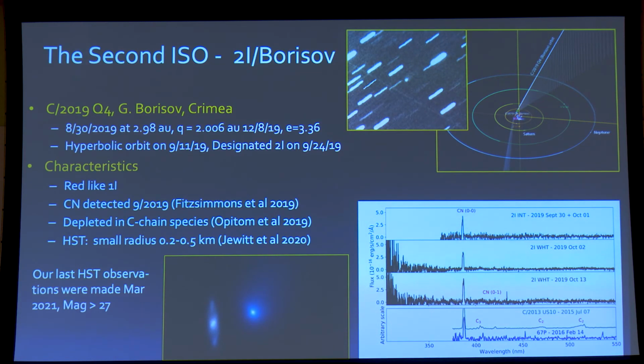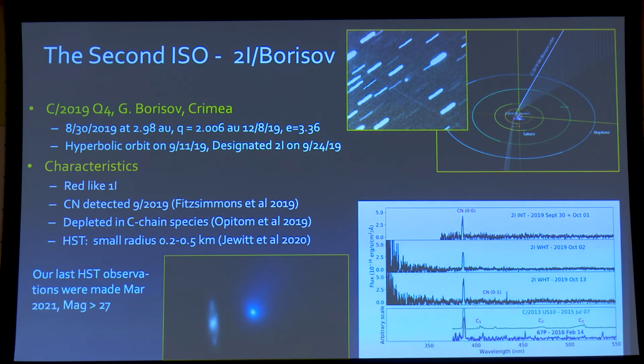The second ISO, 2 years later, was discovered by an amateur, under much better circumstances. It was on its way in, and there was actually about a 2-year period in which it could be observed, and right off the bat, it had a little tail. So it looks completely different from the first one, but just like the first one, Oumuamua, it was red, and it was small. However, gas was immediately detected, the first thing you normally see in a comet, CN, not because it's so abundant, but because it fluoresces very strongly.